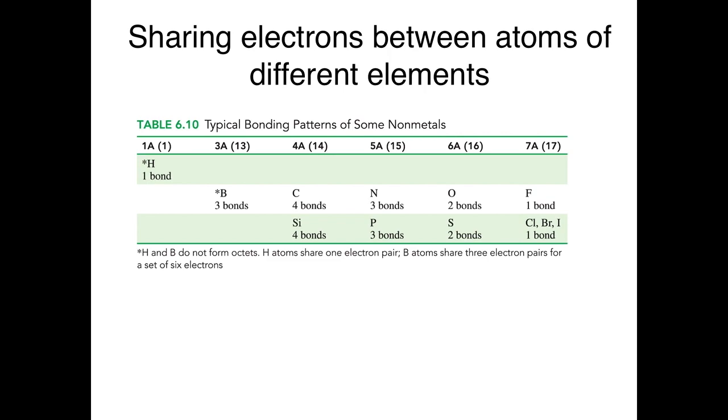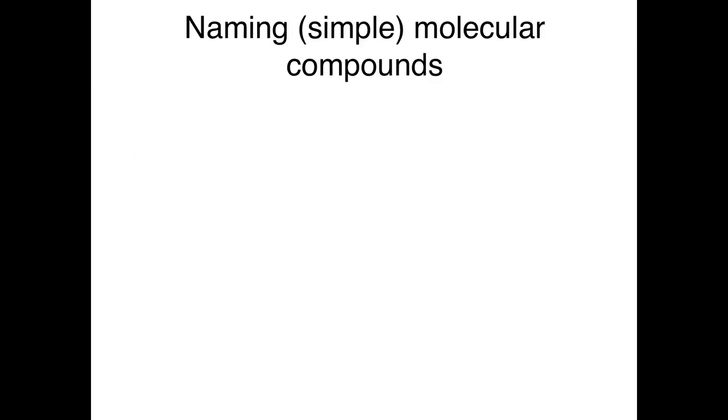So that's how you draw Lewis structures to represent the bonding in molecular compounds. It will probably take a lot of work to get the hang of this, and we will do a lot of practice in class. Now let's take a look at how we name molecular compounds.